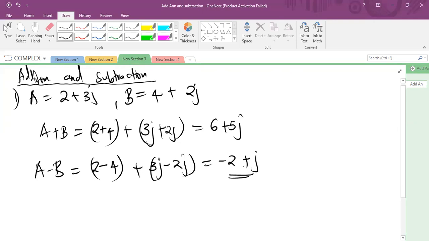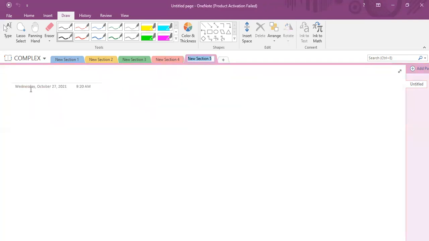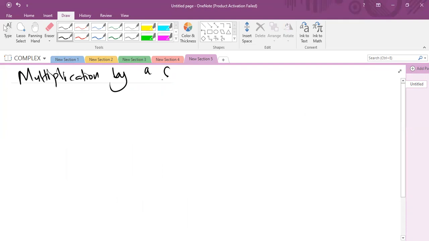Okay, what about multiplication by a scalar? So if you're given a complex number and you're required to multiply by a scalar, whereby a scalar is basically an arbitrary constant. So let's say you're told multiplication by a scalar. You're just multiplying by any constant. So how do you go about that?